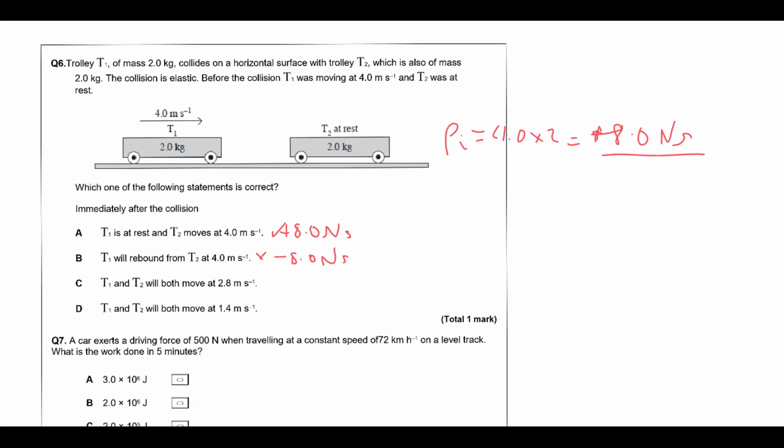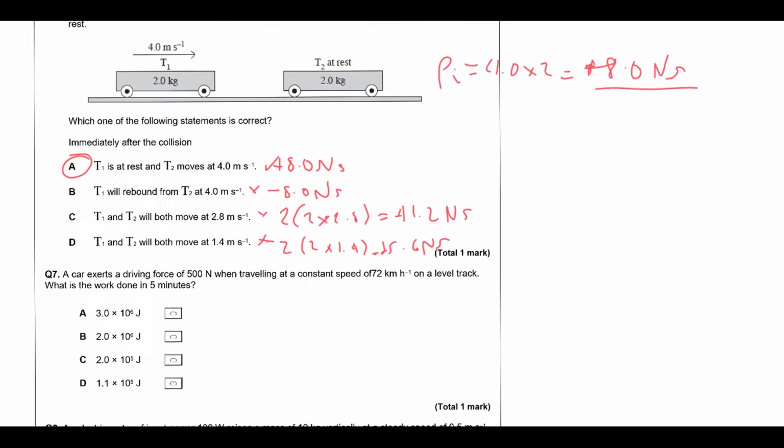The total momentum then would be 2 times 2 times 2.8, so that's 5.6 times 2, which is 11.2 Newton seconds, so it can't be that one. Both move at 1.4, 2 times 1.4, 5.6 Newton seconds, again plus, can't be that one, so it's going to be option A as we saw earlier.